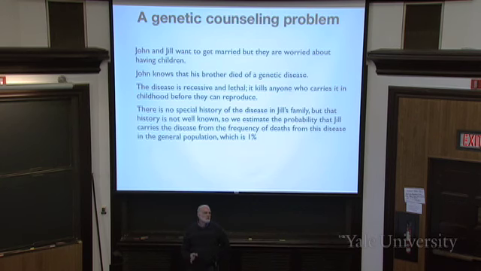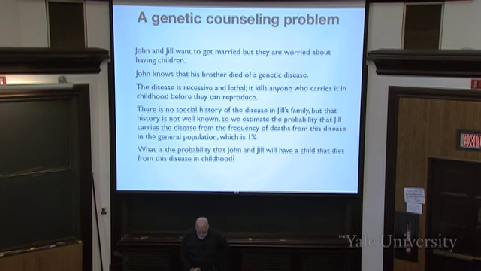Jill doesn't have any special history of this disease in her family, but that history is not well known, so we estimate the probability that Jill carries the disease from the frequency of deaths in the general population, and that frequency is 1% to make it easier for you to calculate. Okay? What's the probability that they will have a child that dies from this disease in childhood?